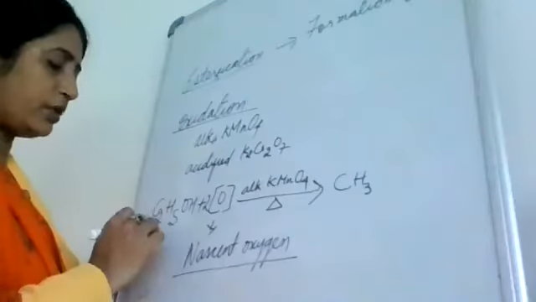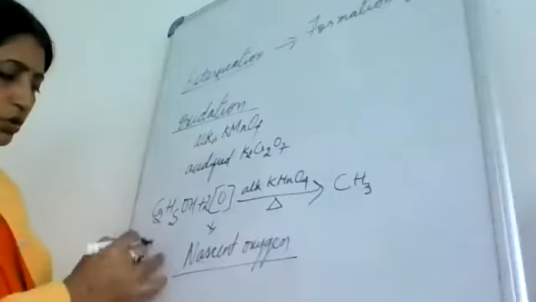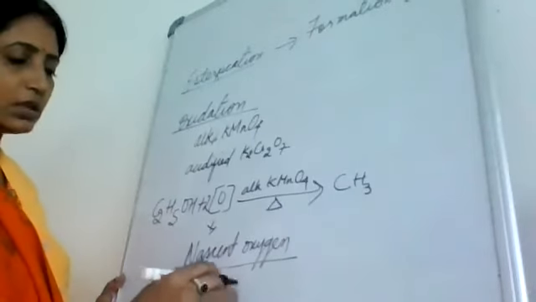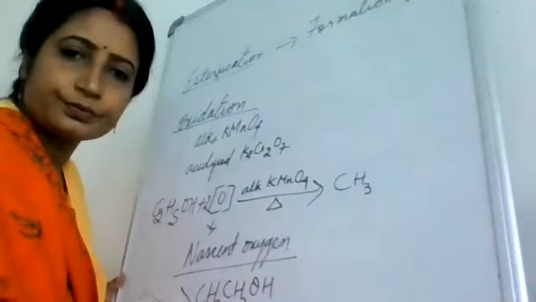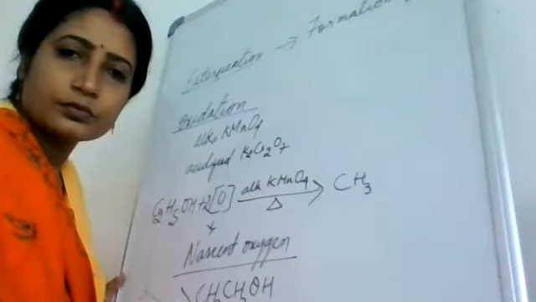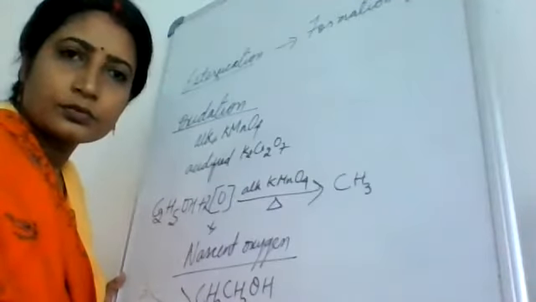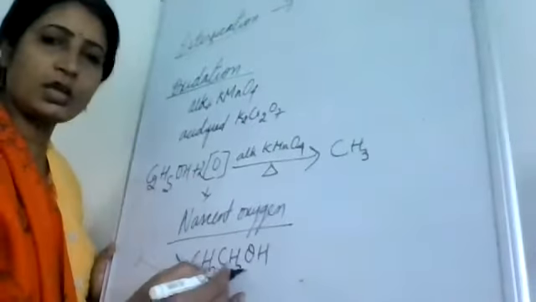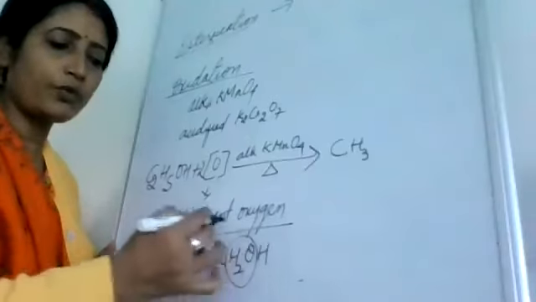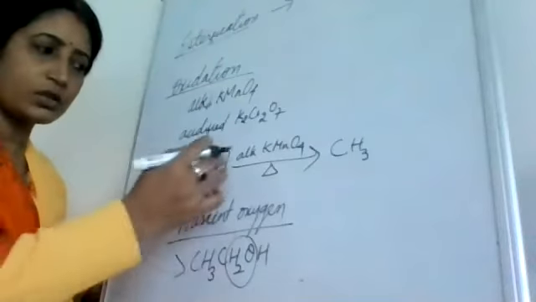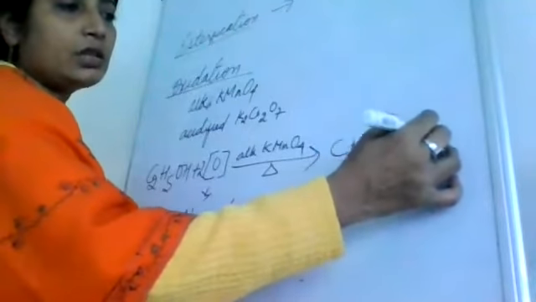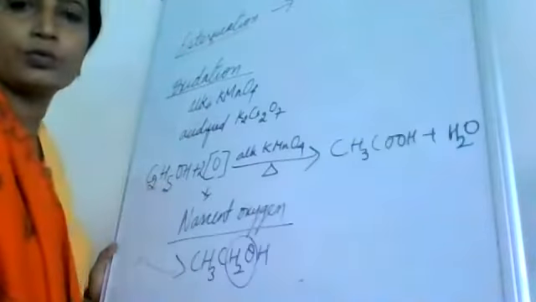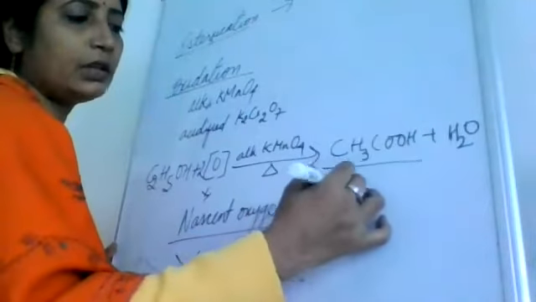So what are we going to get? This C2H5OH can also be written as CH3CH2OH. Okay. It can be written as what? CH3CH2OH. So from here, H2O will be removed and oxygen will be added here. So what will we get? We will get CH3COOH plus what? H2O. And what is this? This is acetic acid.